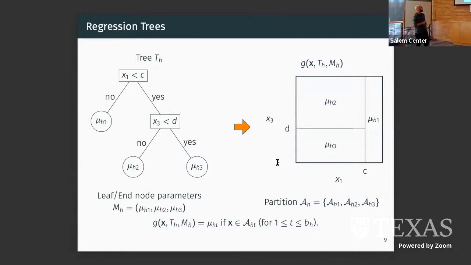What that decision tree gives me, in combination with the parameters down here in the end nodes, is this little baby step function that has 3 steps and 3 levels. And you can see the cuts here corresponding to decision nodes in the tree. So trees are giving us little step functions.